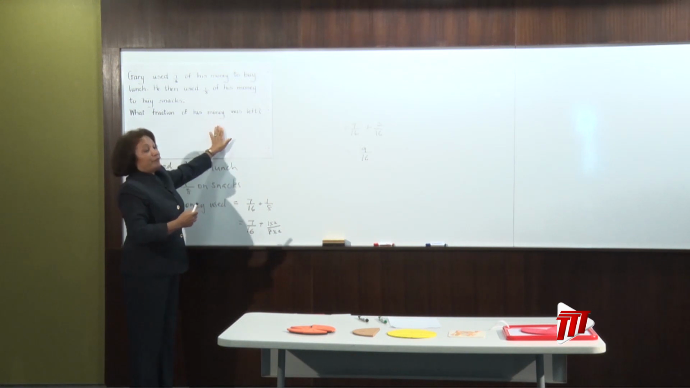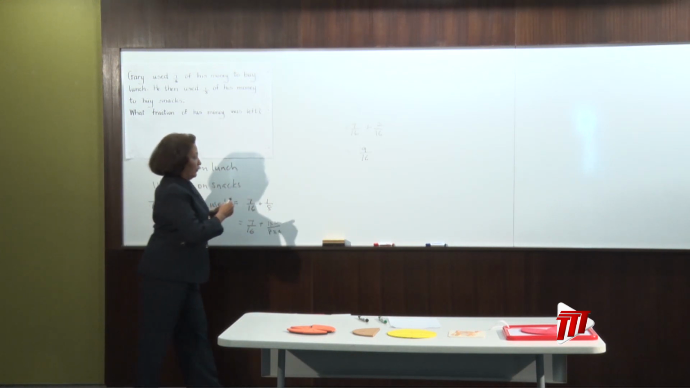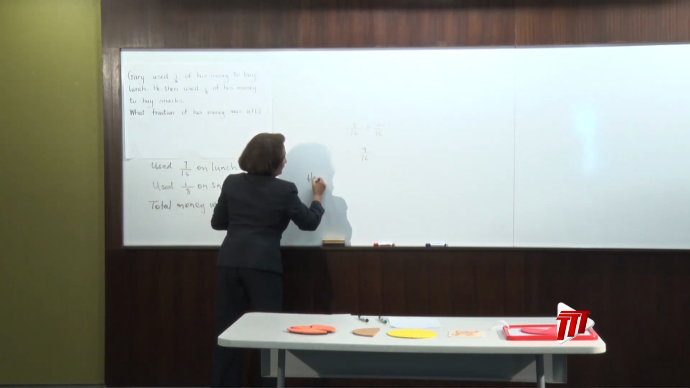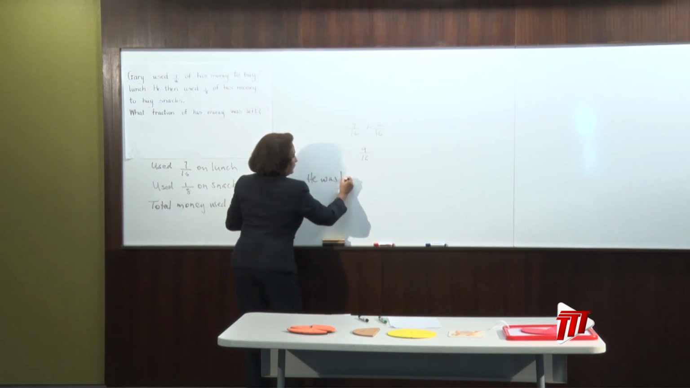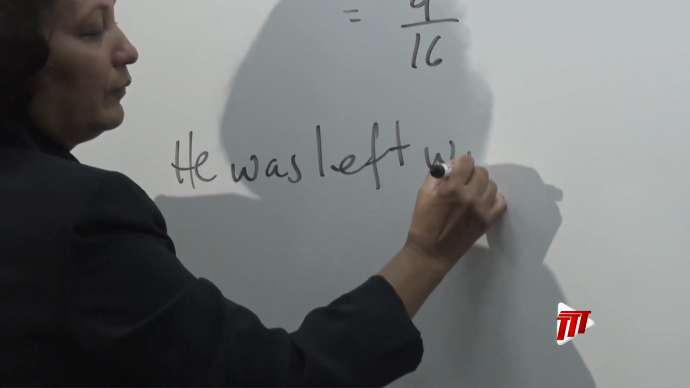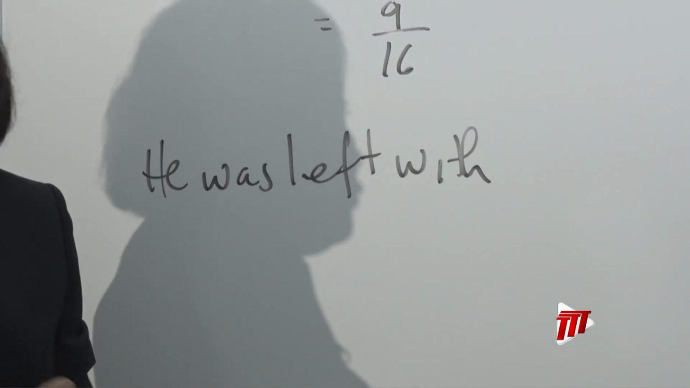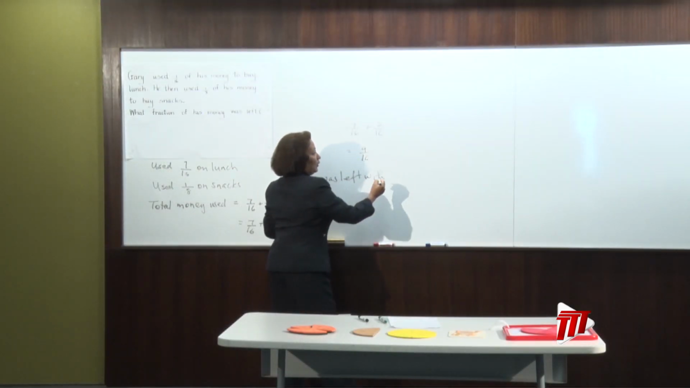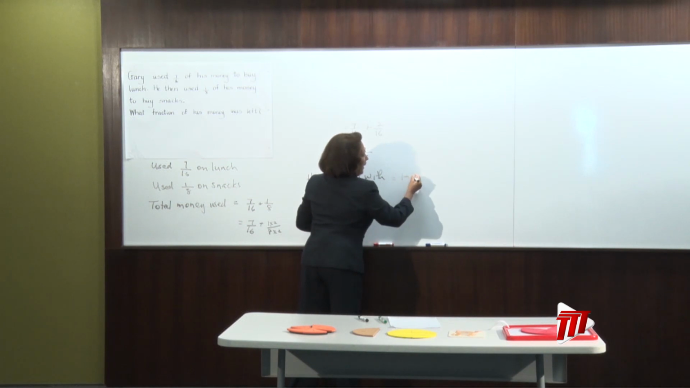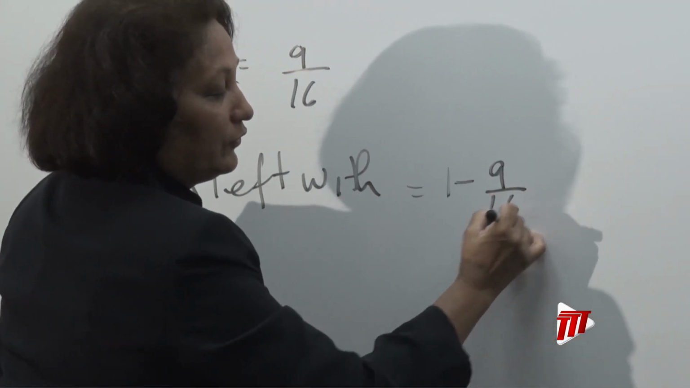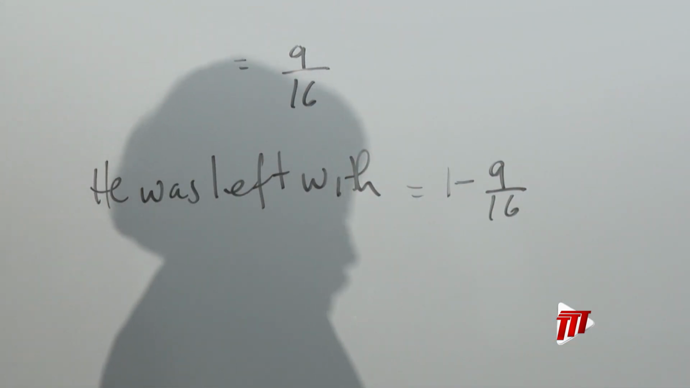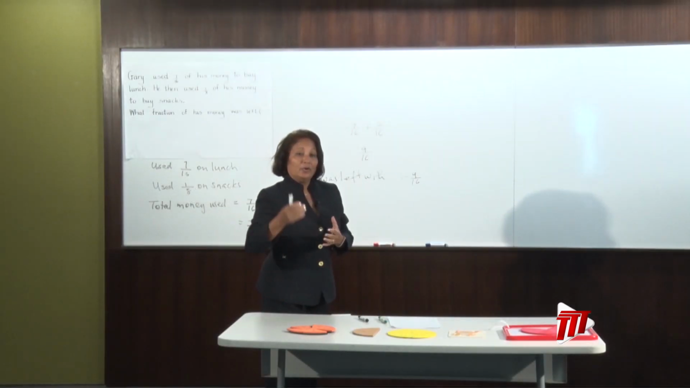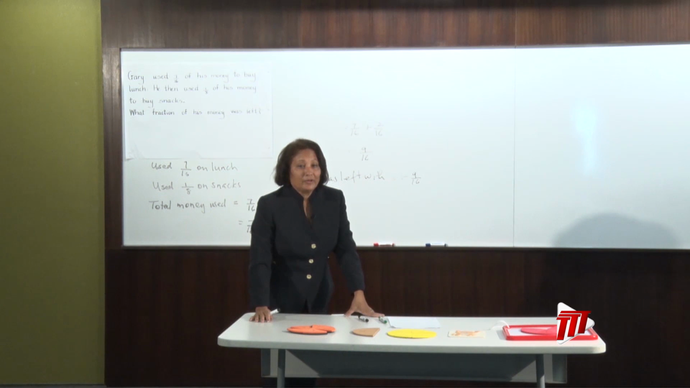We want to find what fraction he was left with. So he was left with... remember, he started off with his whole sum of money, so that would be his whole 1 minus 9/16. Right? Remember, we did questions like that, where your 1 could be written as a certain number of 16ths. How many 16ths would make a whole?